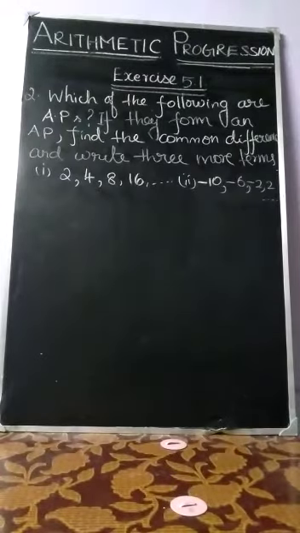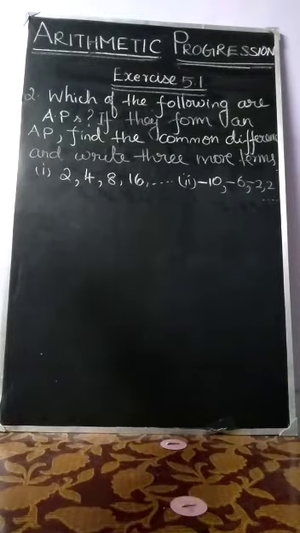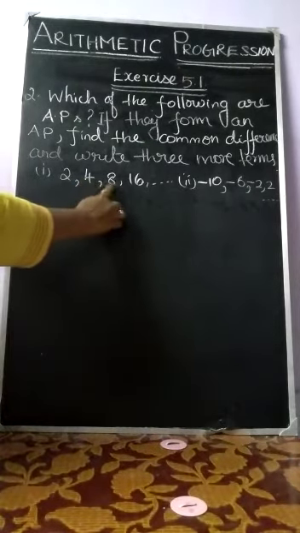Next problem, which of the following are APs? If they form an AP, find the common difference and write three more terms. First subdivision 2, 4, 8, 16, etc. What is our question? First we have to check the given values form an AP. Suppose it form an AP, we have to calculate the common difference and write three more terms. Okay. Our first question is 2, 4, 8, 16.